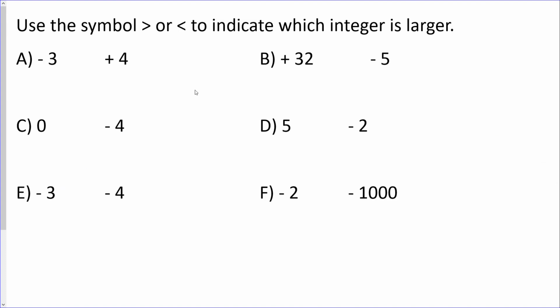Okay, now use a symbol, either one of those, to indicate which integer is larger. Some of these will be fairly straightforward, some of them a little trickier. Anytime you have a positive number compared with a negative number, the positive number is always the biggest one. Okay, same with B.